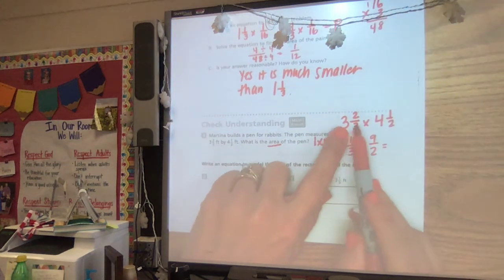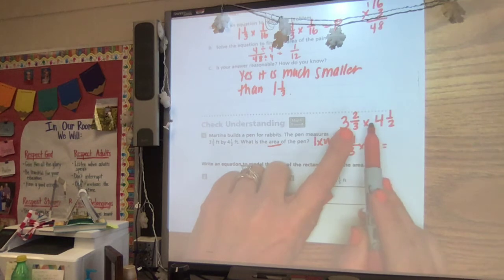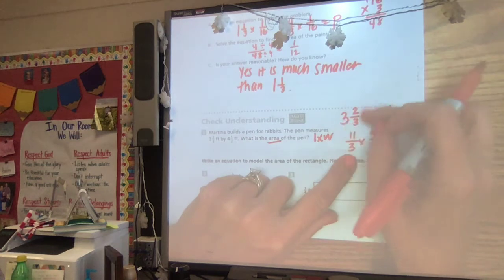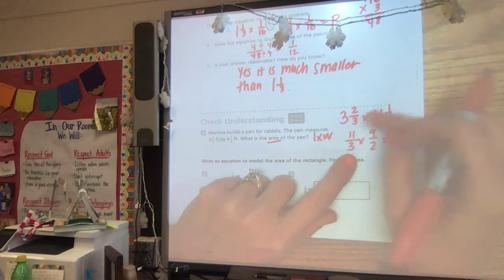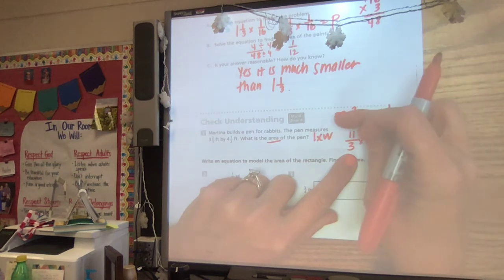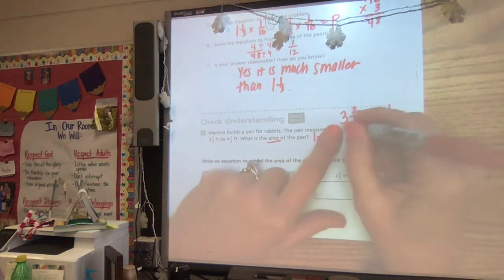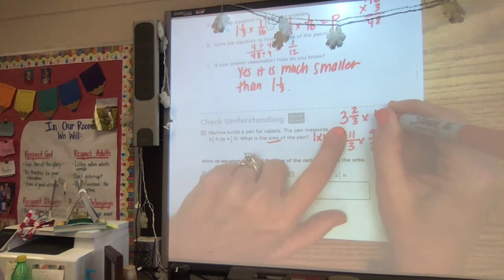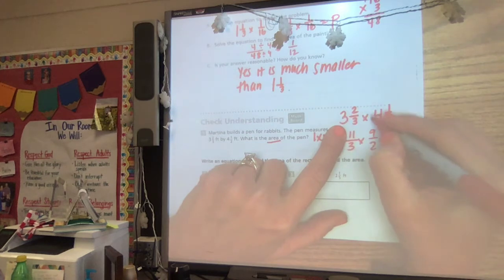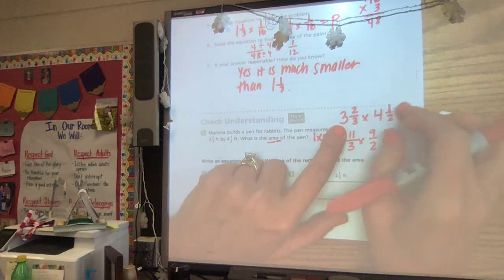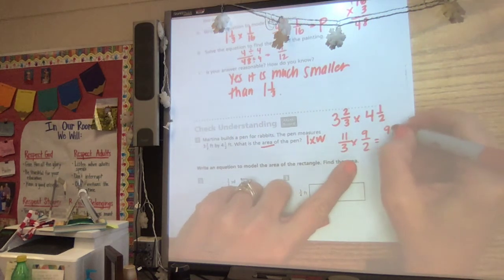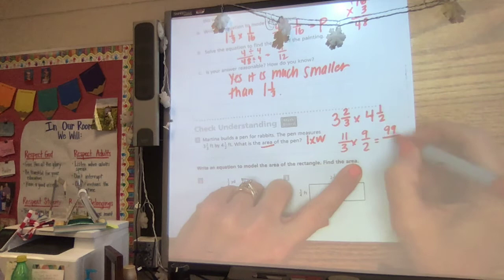So here's an example of why we're putting these into improper fractions here. This number is in thirds. This number is in halves. So if we were to just multiply this 3 and this 4, we're making it like those are the same things, but really this 3 is represented in thirds, this 4 is represented in halves, and I'll show you how it does not give us the right answer in just a minute. So 11 times 9 is 99, and 3 times 2 is 6.